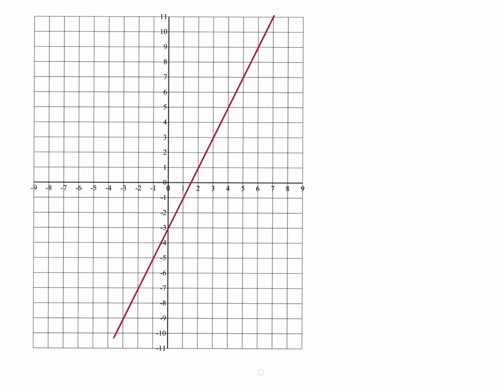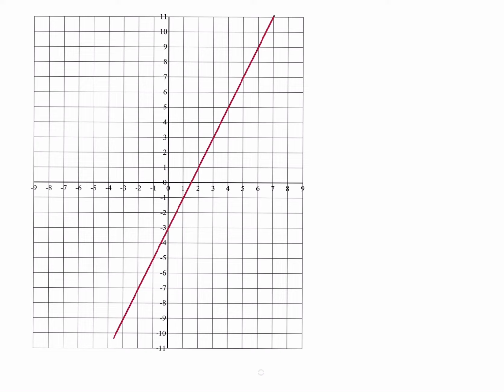Hello and welcome to this video where we are going to be learning how to calculate the slope of a line. So here we have an XY axis and here we have a red line, and I want to find out what the slope of this line is. Now, before you ask what is slope, slope is a number that tells us how steep a line is, okay?